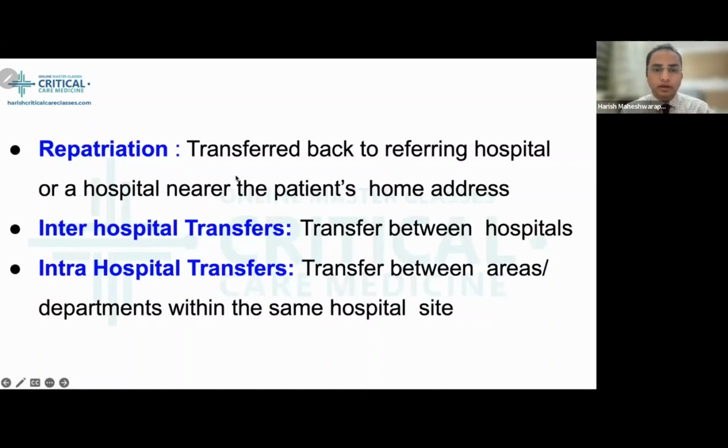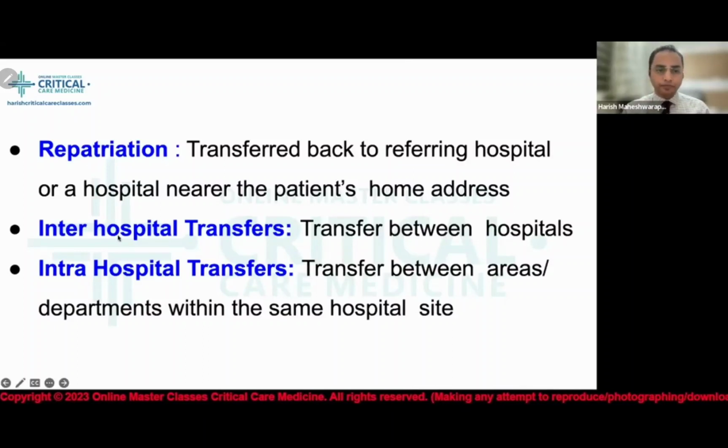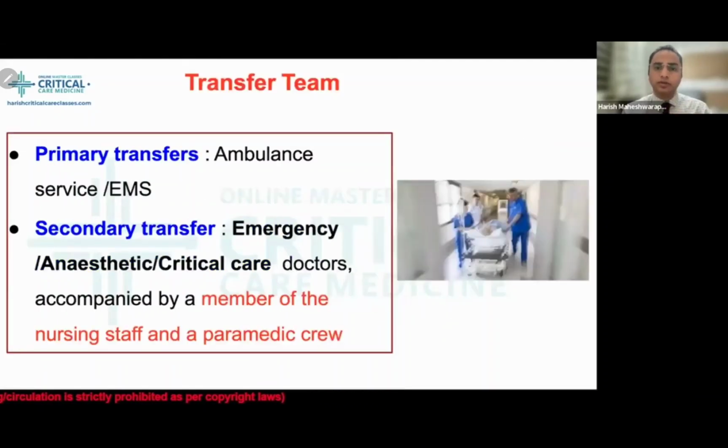Repatriation. So what exactly does it mean? The patient is transferred back to the referring hospital or a hospital nearer the patient's home address. For example, we got a patient who had a skin and soft tissue infection for advanced skin flap surgery. Once we have done the needful, we transfer the patient back to the referring hospital, or once the patient is in recovery mode, we transfer the patient to the home address. That we call repatriation. Inter-hospital transfer is transfer between hospitals. Intra-hospital transfer is transfer between areas or departments within the same hospital site. These are some of the terminologies we need to understand.